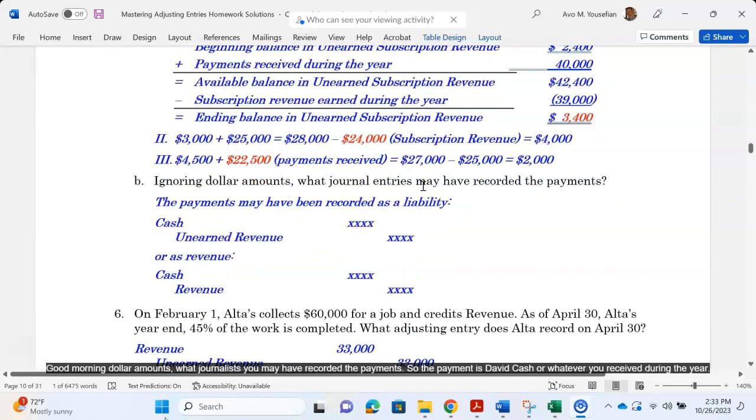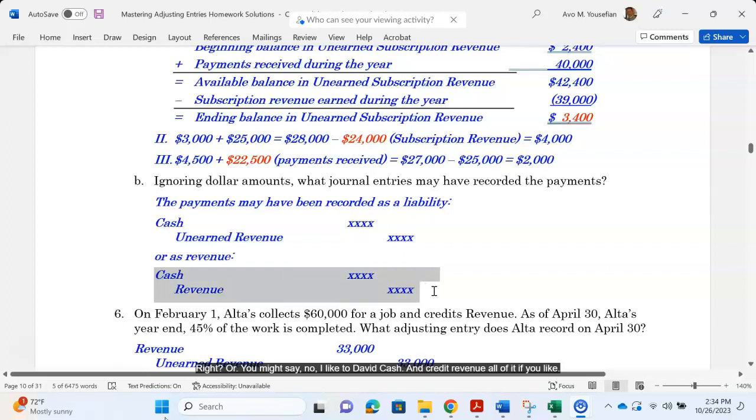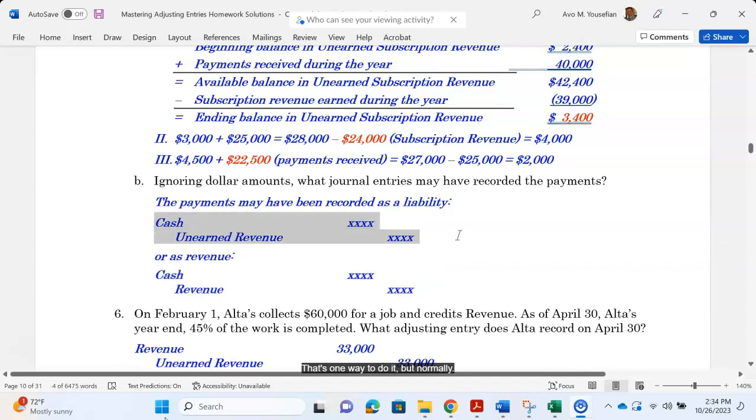Ignoring dollar amounts, what journal entry may have recorded the payments? So the payment is debited cash for whatever you received during the year and credit liability. So liability will increase. Right? Or you might say, no, I like to debit cash and credit revenue, all of it, if you like. That's one way to do it, but normally in this scenario, I believe this is the way they did it. Make sense?